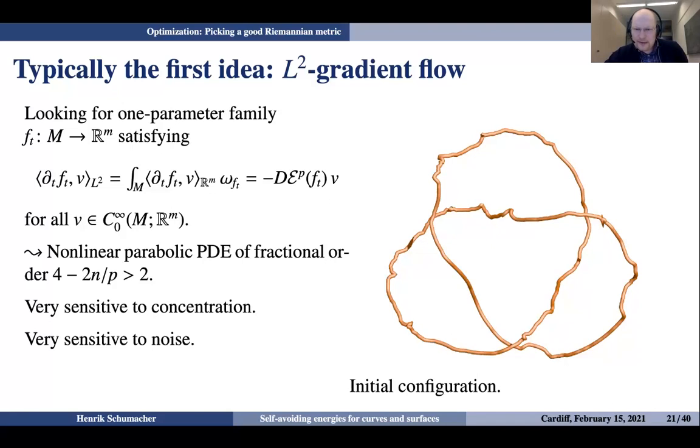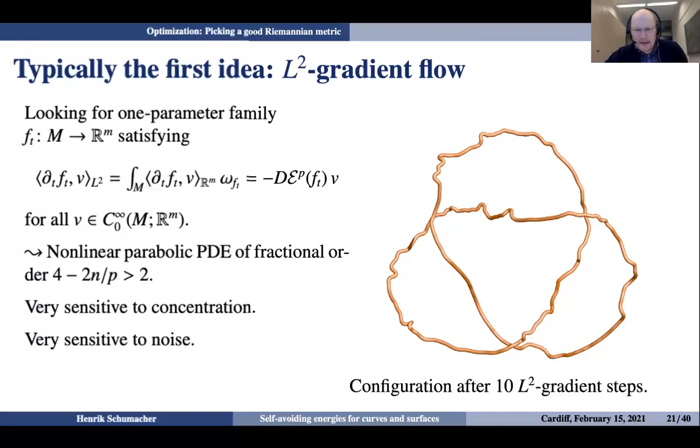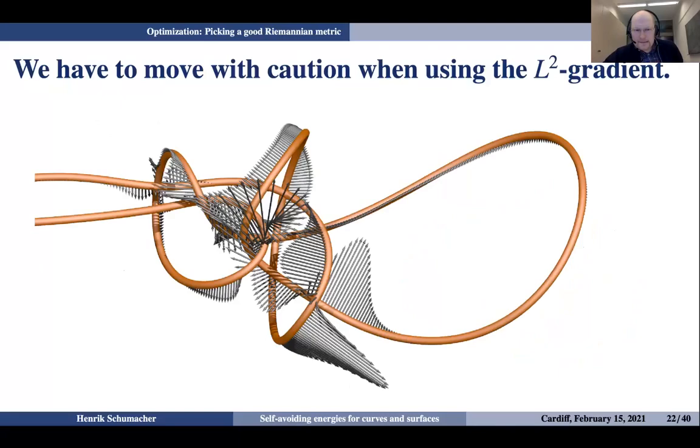Here's an example. This is some noisy trefoil knot. If I apply 10 steps of L2 gradient descent, you see it almost hasn't changed. What happens is pretty similar to, for example, heat flow. You see some local smoothing. High frequencies are damped down, and even more so if I apply 10 further iterations. But overall, you don't think that the geometry has changed much, so you're still far away from the minimizers. And the major reason is what I already said: the L2 gradient is really sensitive to concentration.